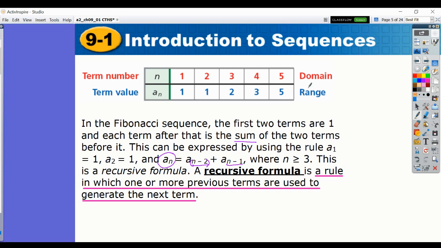So if I was looking for term a sub 6, which is this one right here, I would need to take a sub 4 plus a sub 5, because 6 minus 1 is 5. So I would take the fourth and the fifth terms and add those up. A sub 4 plus a sub 5. So a sub 6 is 3 plus 5, which is 8. So that's notation-wise what I'm actually doing here.